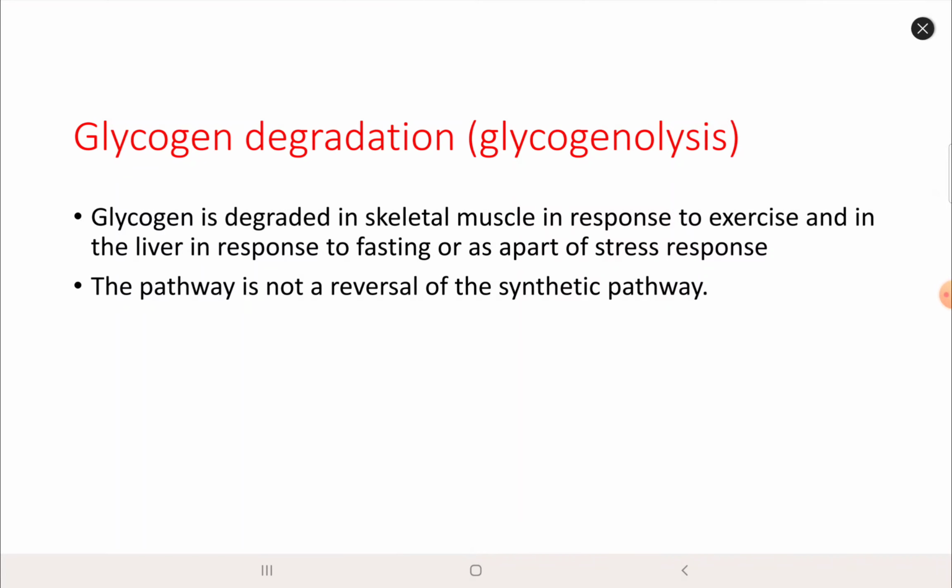When glycogen is degraded, branching enzyme, just name of the branching enzyme. 1,4, 1,6. When glycogen is degraded in the skeletal muscles, in response to what? Exercise. In response to exercise, when you exercise, you increase the glucose inside the muscle.